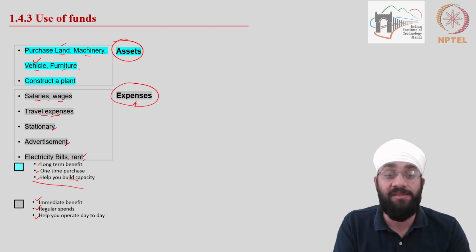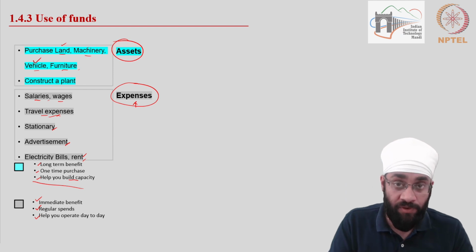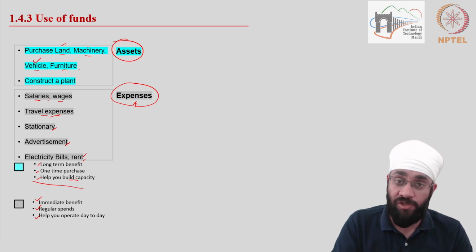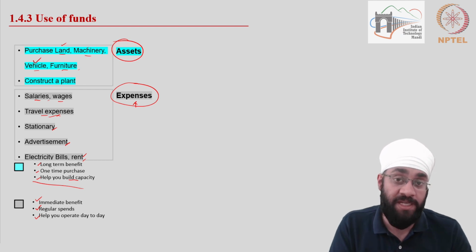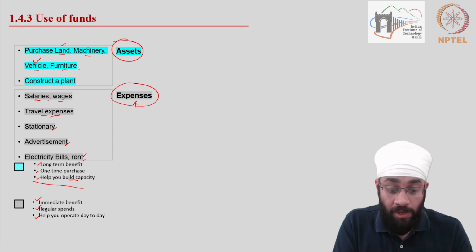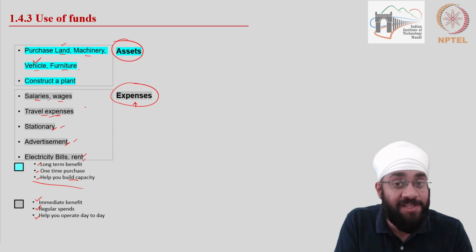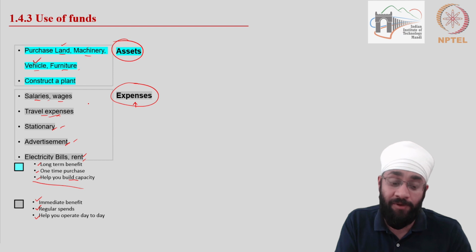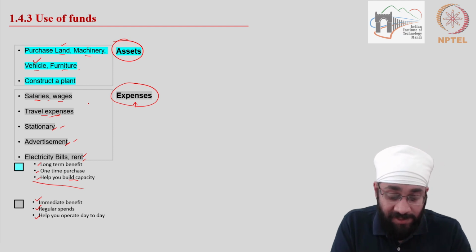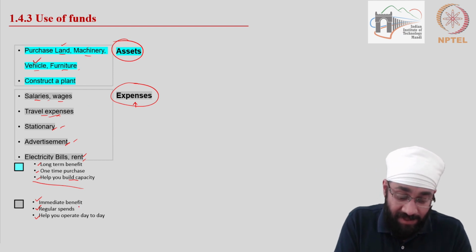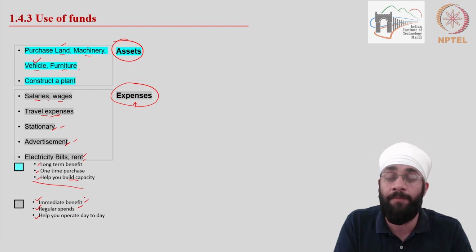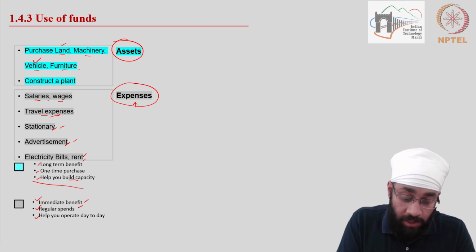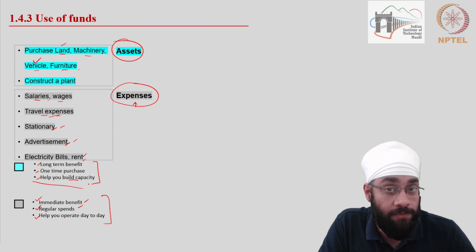On the other hand, assets help you build capacity for the longer run in order for smooth functioning of your organization, production of goods, creation of services. All of that is facilitated by assets. Now, stationery, advertisement, all these also help you in production of goods and services. But the other difference in the nature is that they give you immediate benefit. These things don't result in building capacity for you. They only help you in the short term, but the assets help you in the long run.